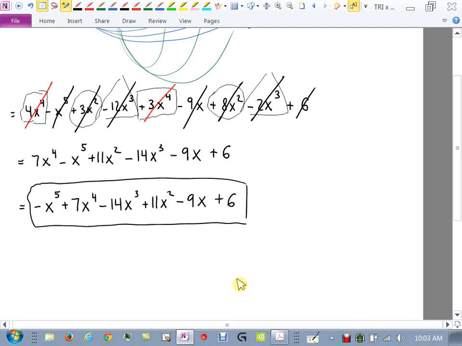Well, if it was all x's, you could combine them together, right? Like terms? Yes. I don't know if that answers your question.